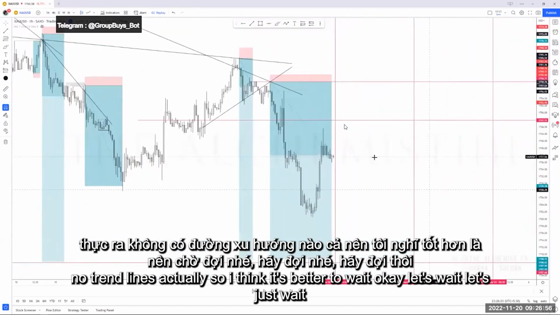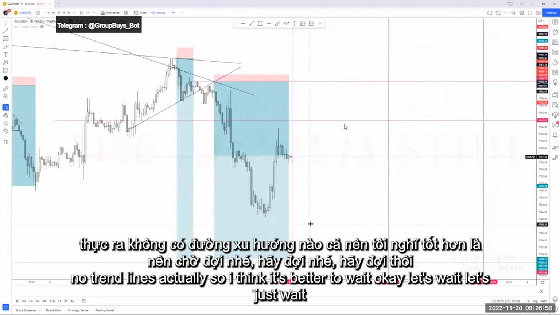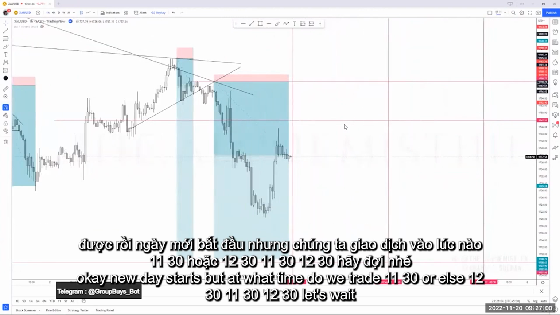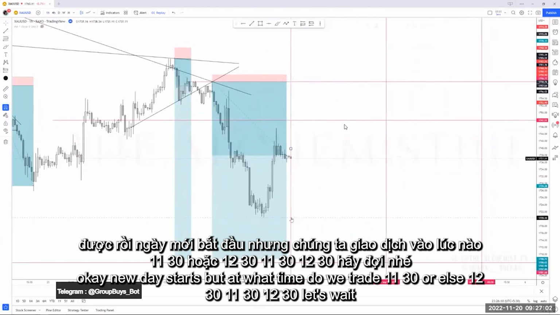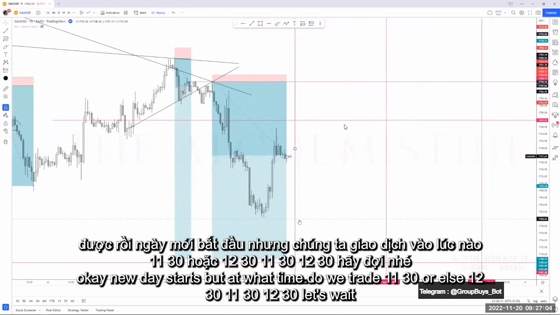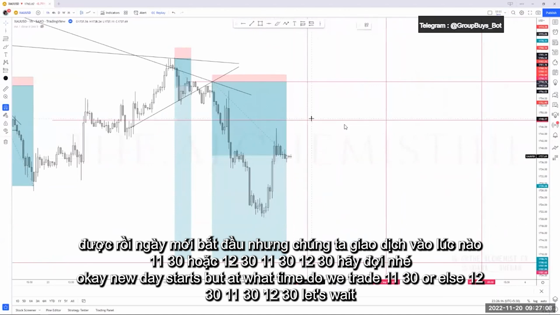No trend lines actually, so I think it's better to wait. Let's just wait. Okay, new day starts. At what time do we trade? 11:30 or else 12:30. Let's wait.